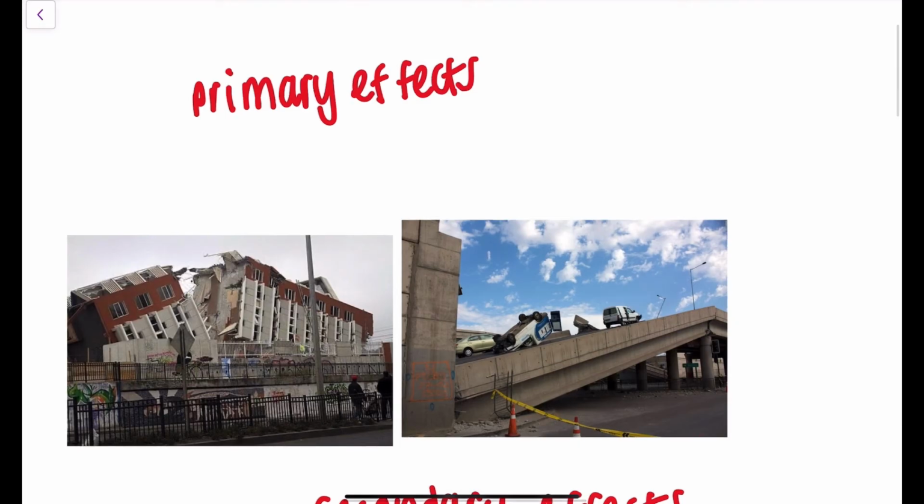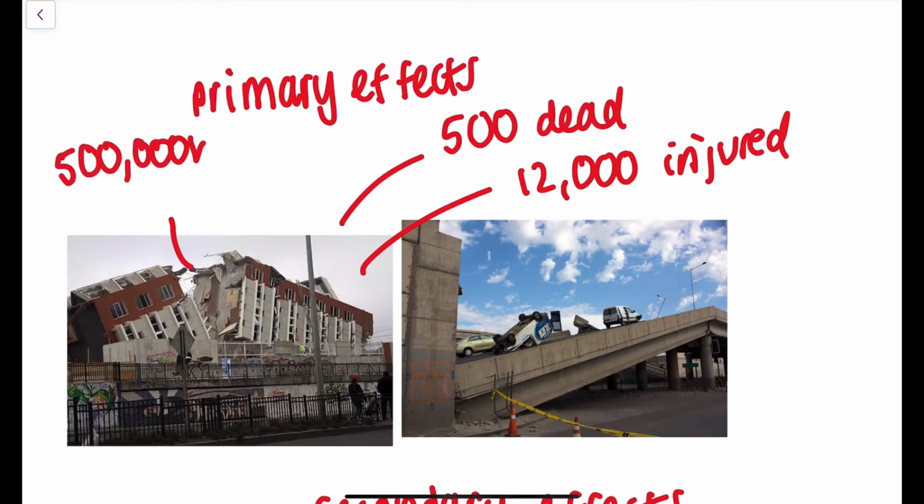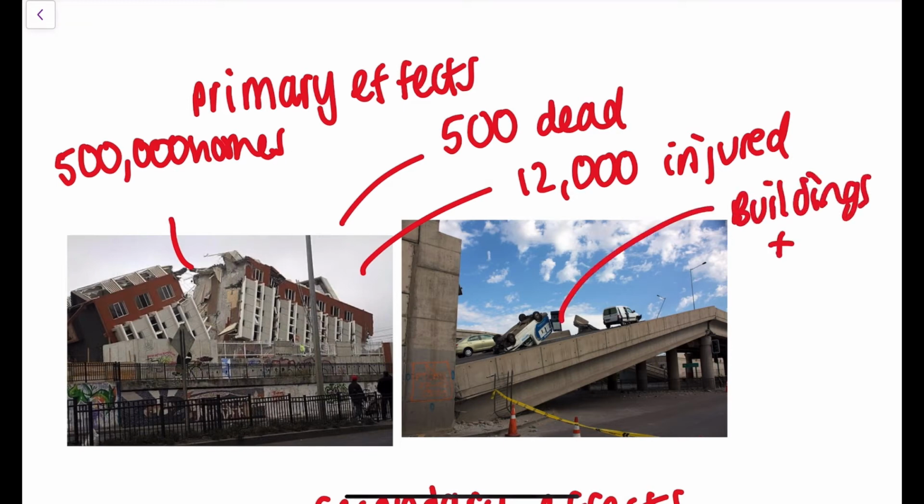And now there were 500 deaths in the Chile earthquake, 12,000 people were injured. There was approximately 500,000 homes damaged. As we can see in the photograph here, that building is considerably damaged, as well as if we look at the photograph on the right, it shows us that several roads were destroyed, as well as several buildings, along with hospitals. In addition to this, Santiago's airport was slightly damaged as well.